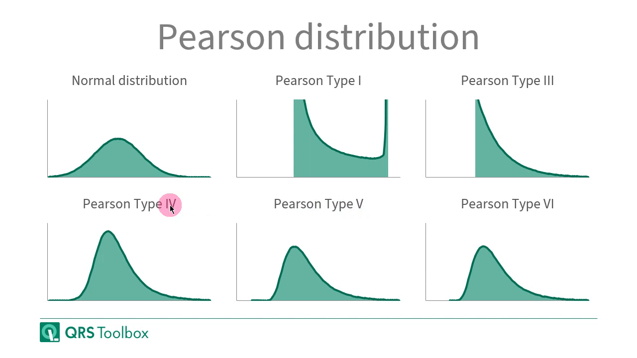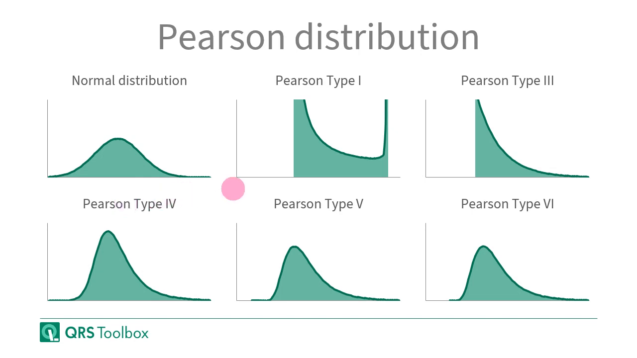Type 4 is special. It is not related to any known distribution. In fact, it has a reputation for being difficult to implement in practice. I think one of the reasons why the Pearson distributions aren't used more widely is because type 4 isn't easily accessible to end users. But as we will see later, we can easily access type 4 in Excel using QRS Toolbox. These 5 types of Pearson distributions cover all possible combinations of skewness and kurtosis.